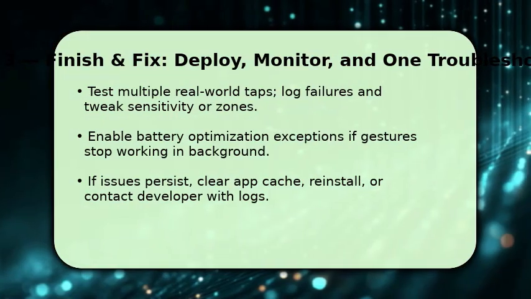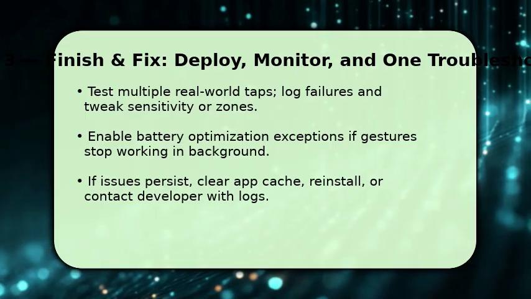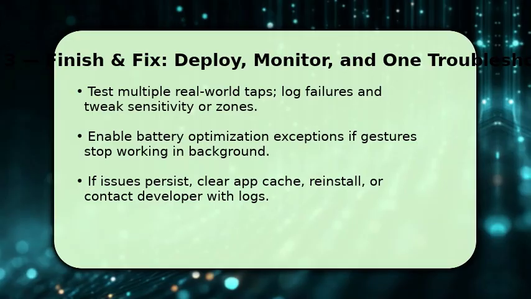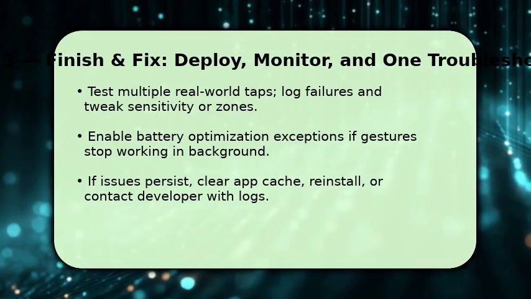To finish, run a sequence of realistic tests. Lock the phone, double tap the chosen area, and watch the screen wake or sleep. If it fails occasionally, refine sensitivity and active zones, because small adjustments often fix missed taps.